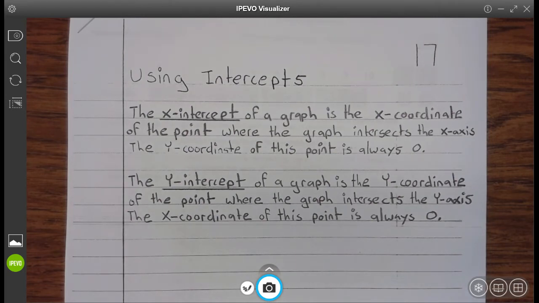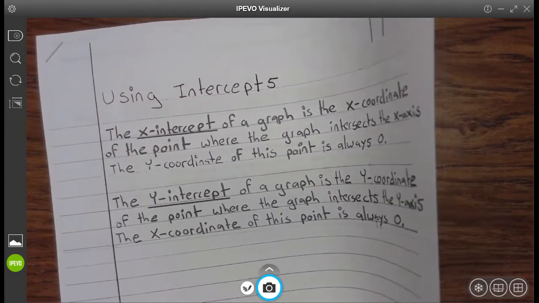The x-intercept of a graph is the x-coordinate of the point where the graph intersects the x-axis. The y-coordinate of this point is always 0. The y-intercept of the graph is the y-coordinate of the point where the graph intersects the y-axis. The x-coordinate of this point is always 0. Now let's take a look at the first example.